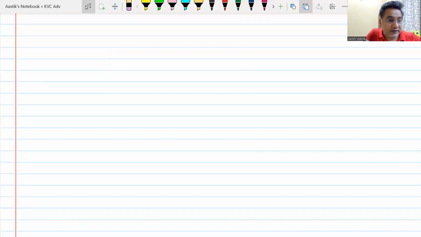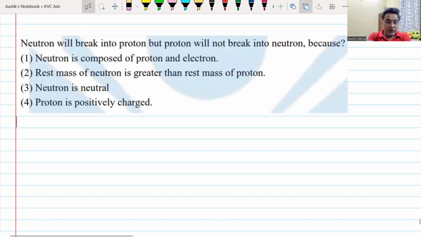That takes us to the last question of this class, this particular topic, and this is from your JEE Main of 2023, 31st January, shift 1. A neutron will break into a proton, but a proton will not break into a neutron, because a neutron can on its own break into a proton, but a proton on its own cannot become a neutron. Why?